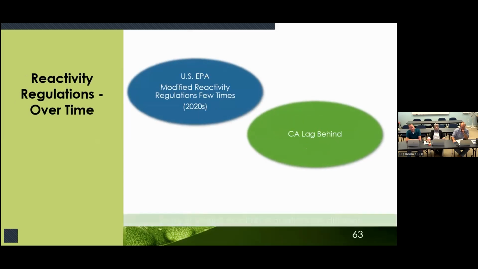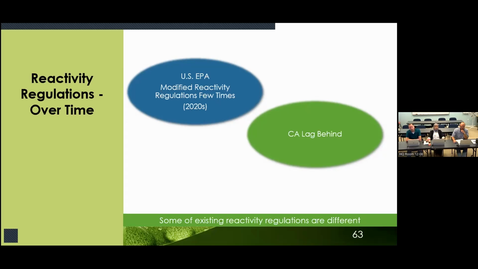However, over time, the situation has changed for the same obvious reasons, like we discussed for the ignitability characteristic earlier, where US EPA has modified its reactivity criteria several times, but California lagged behind. That's why some of the regulatory references in the existing reactivity criteria for California now differ from US EPA's regulations for federal, even though they were once the same.